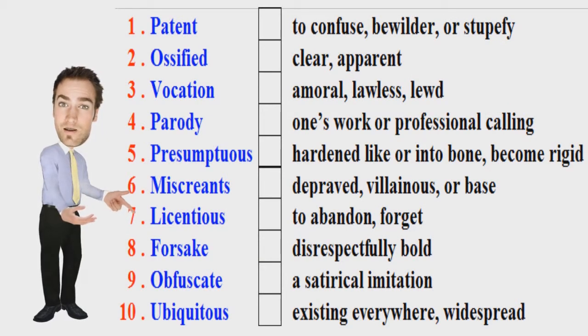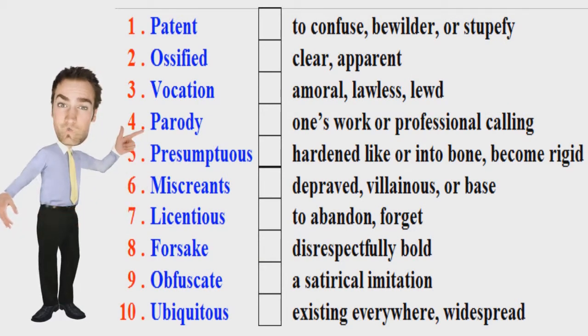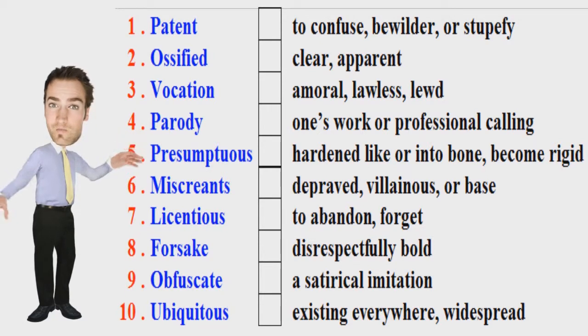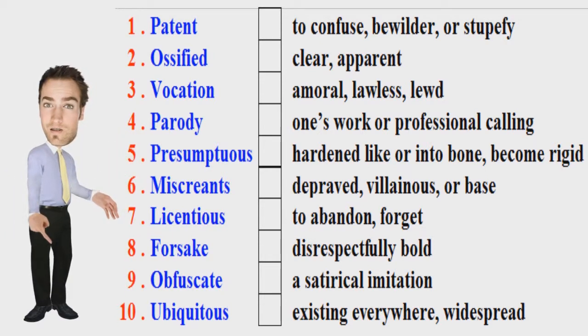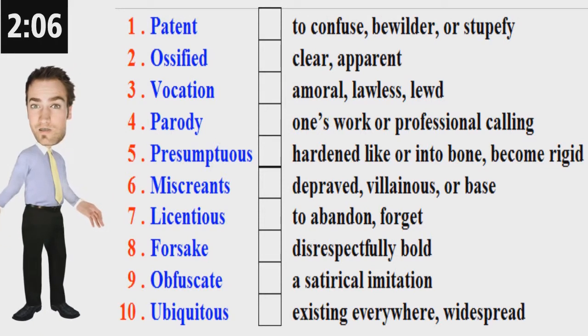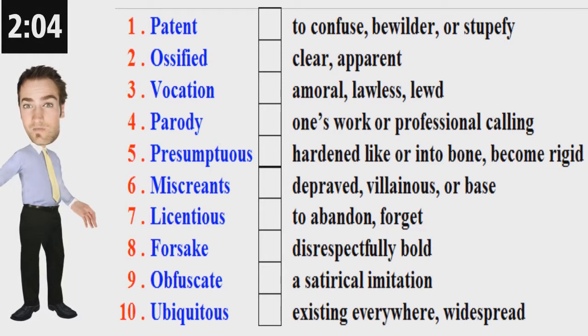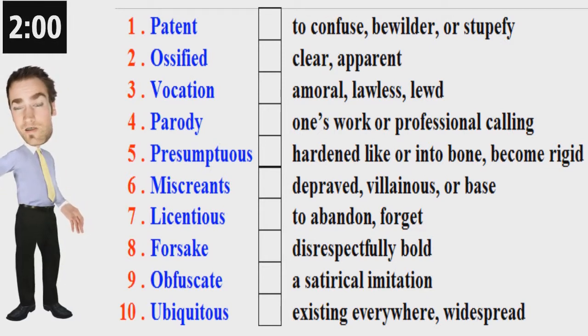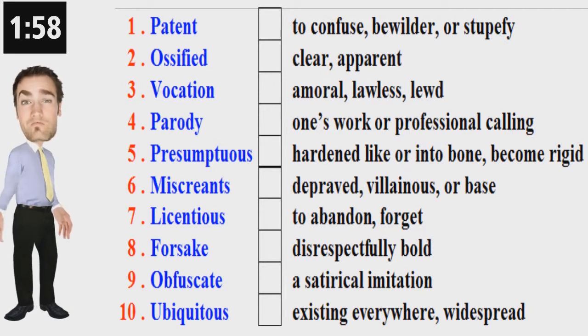Instructions. On the screen, you will see 10 blue words. Each of these blue words has a corresponding red number to its left. That is the assigned number. Place that number in the box that is in front of the appropriate definition for that word. You will have approximately 2 minutes.